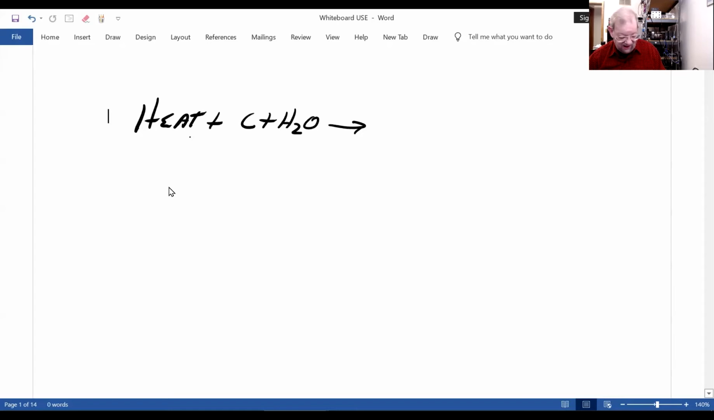I'm going to rate it not as an equilibrium for this one, but we'll come back to this. The question would be: draw the energy diagram for this reaction, and be sure to indicate the activation energy on there. Your turn.